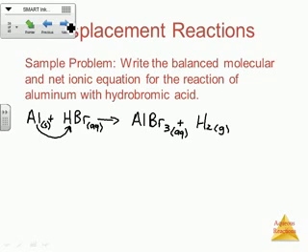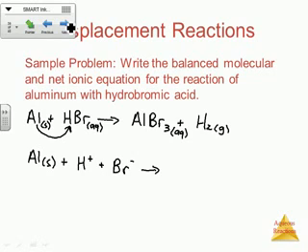Now, if we think about everything that's happening, and we break everything apart, we've got the aluminum, which is solid, plus the HBr. Now, HBr, hydrobromic acid, is one of the 7 strong acids on our list. You know that because you have memorized the 7 strong acids. So that's going to be H plus Br minus.